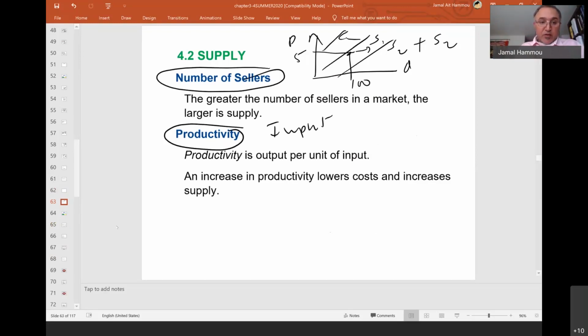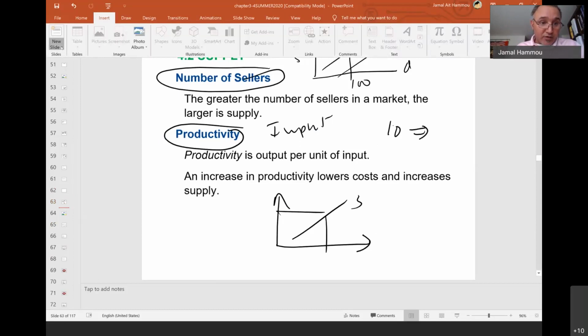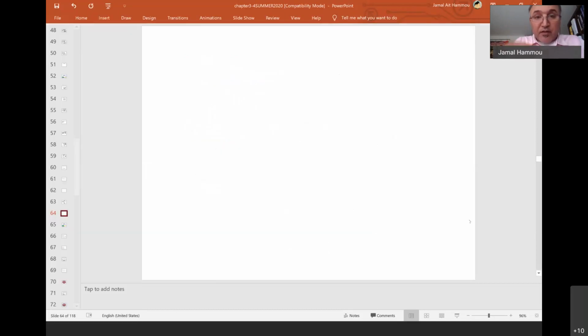It's the same thing. So if I started with a company that produces a product S1, and each worker is producing 10 units per hour. So let's do an example so we can understand what productivity is first. Then I explain this in chapter 1 or 2. So let's do this. I have one worker, and they produce 10 units per hour.